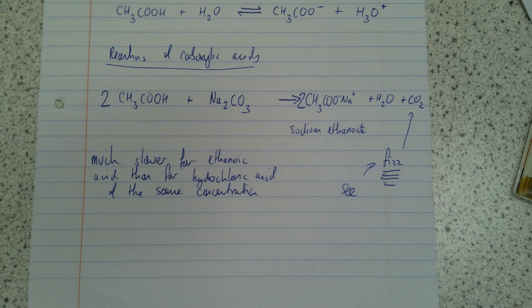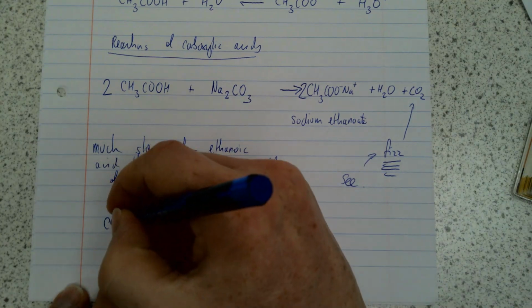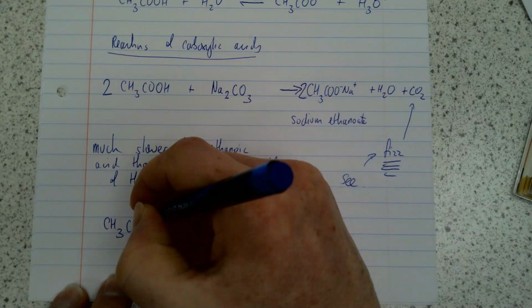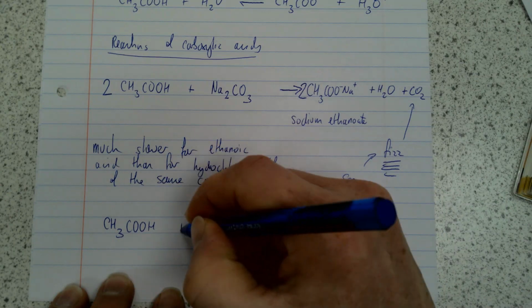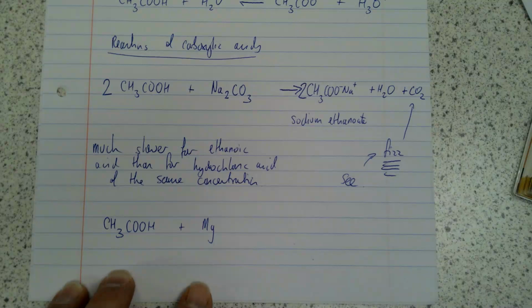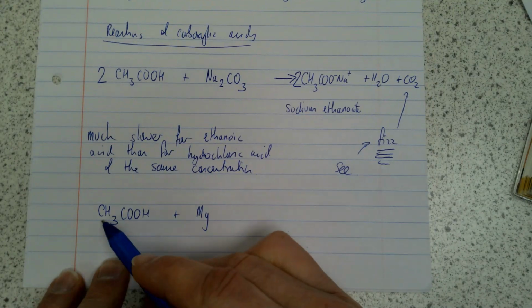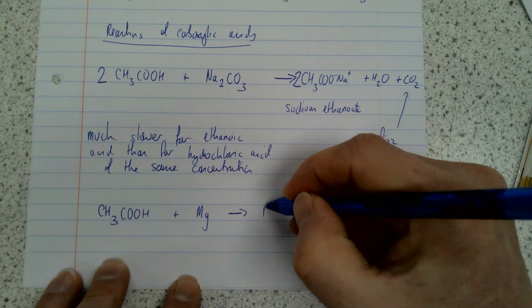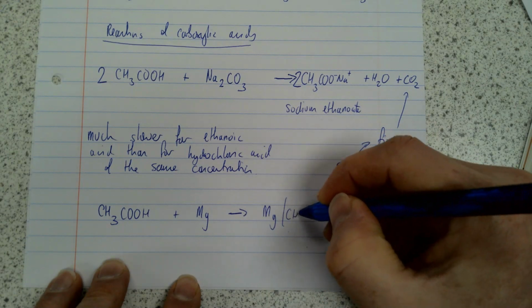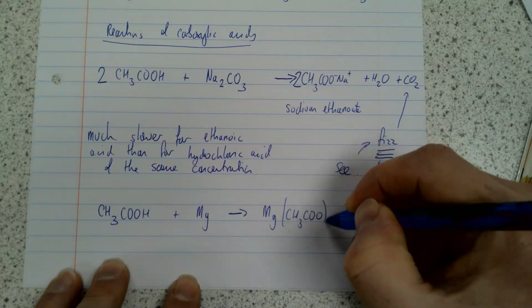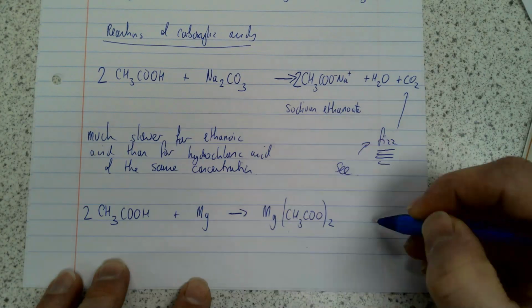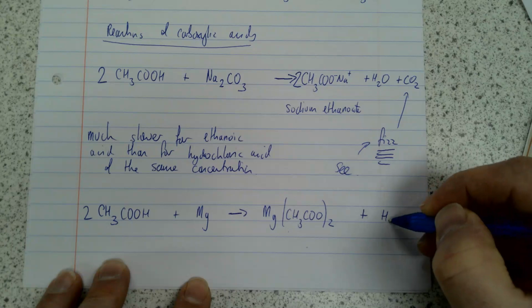You could do the same thing, magnesium and ethanoic acid. It would work, but it would take a long time. I might as well write that down, given I've said it. It's a very slow reaction. Magnesium forms a 2+ ion, and ethanoate a 1- ion. So we need 2 ethanoates for every 1 magnesium, which means we need 2 ethanoic acids, and you get H2.